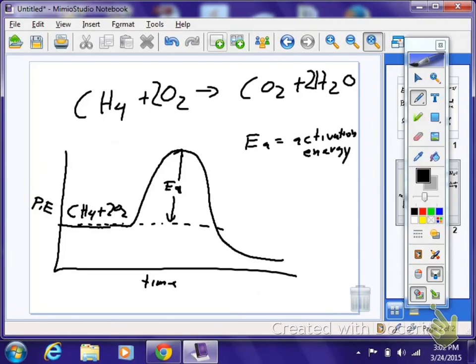They're going to collide. They're going to separate, and we're going to end up with 1 carbon, 4 hydrogens, and 4 oxygens. Down here are my products. So my products are CO2 plus 2H2O. Okay?